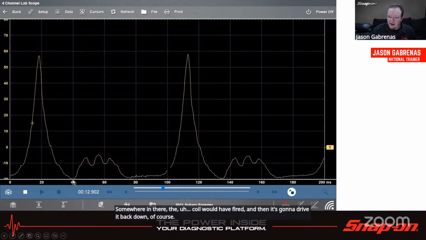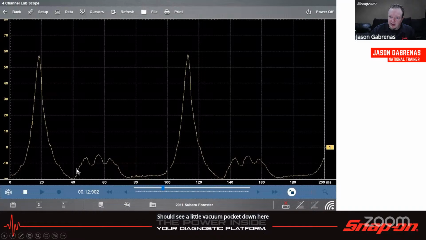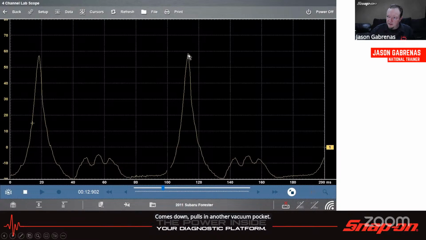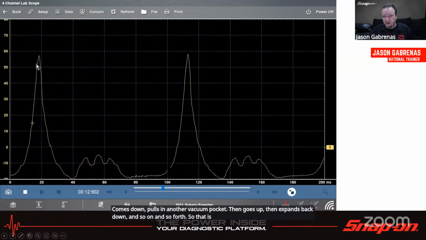Should see a little vacuum pocket down here. We're going to have some valve overlap. Then we get the exhaust flow. In this case, it's a 4-cylinder vehicle, so we see the 3 other cylinder pulses. Then we're going to have a little bit of overlap over here at the end of the exhaust stroke. Then we get our intake stroke. Comes down, pulls another vacuum pocket, then goes up, and then expands back down, and so on and so forth. So that is one time through the cylinder going through its thing.